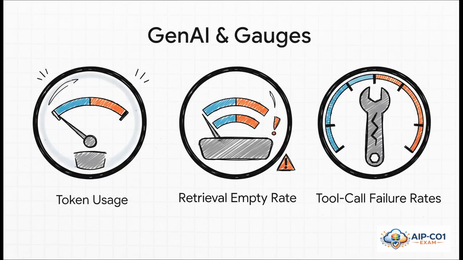And that brings us to the really unique gauges for our Gen AI jet. Beyond all the standard metrics, you have to be watching things like token usage. That's basically your fuel consumption. And for RAG applications, the retrieval empty rate is a massive quality signal. If that number is high, it just means your users are asking questions your knowledge base can't answer, and that's a direct predictor of getting bad responses.